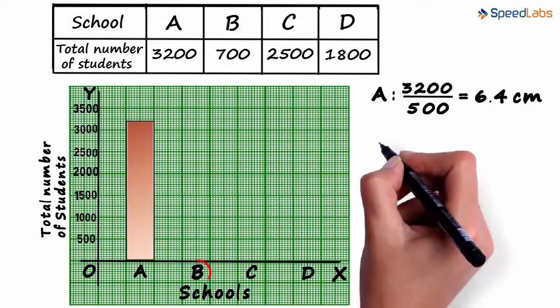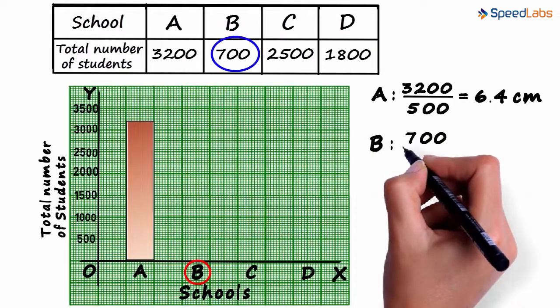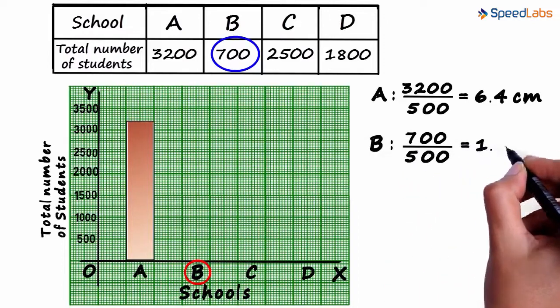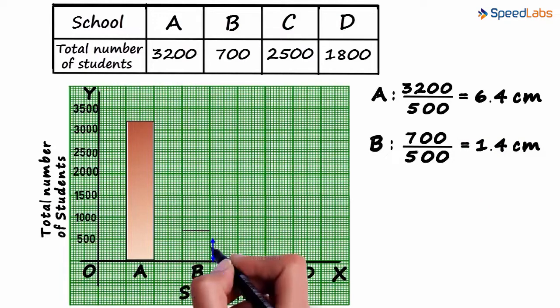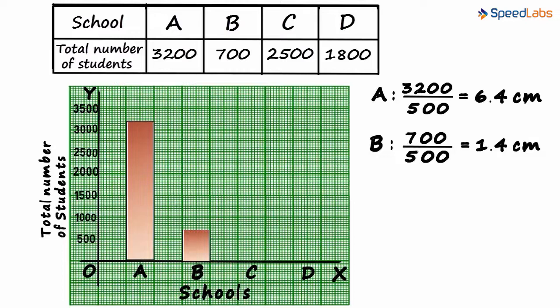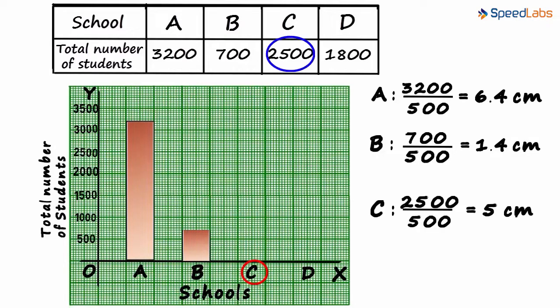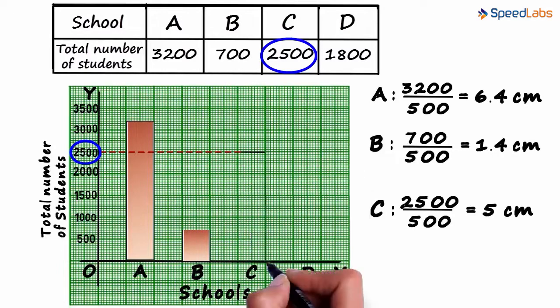The length of bar B would equal 700 by 500, which is 1.4 centimeters. So it will be 4 millimeters above 1 centimeter. This is the bar for school B. School C has 2,500 students. We get the length of C as 5 centimeters. When the values are one of the multiples, then calculating the length is actually not necessary. We already have 2,500 on the axis and the bar can be easily drawn.